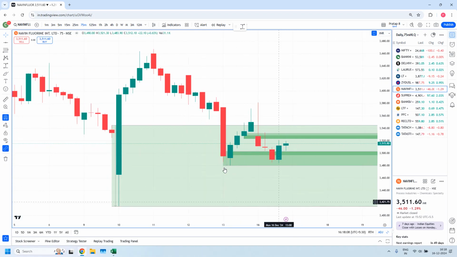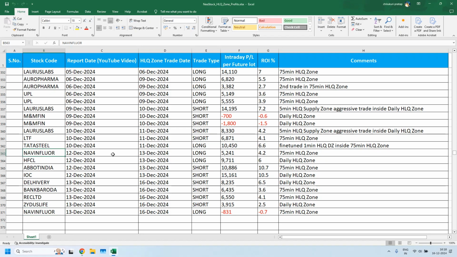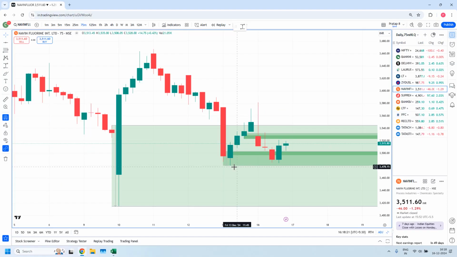Previously we took profit from this zone. Last Friday or Thursday we took the trade. Navin Fluorine. Let me check in the Excel sheet. Yeah. On 13th, last Friday we took the trade. We got a profit, 4.2% ROI it gave. This is a 75 minutes zone, drop based rally. Actually, this zone is not a fine-tuned zone, but a Friday dynamic. Dynamic means on the live market, zones were created and retraced to the same zone.